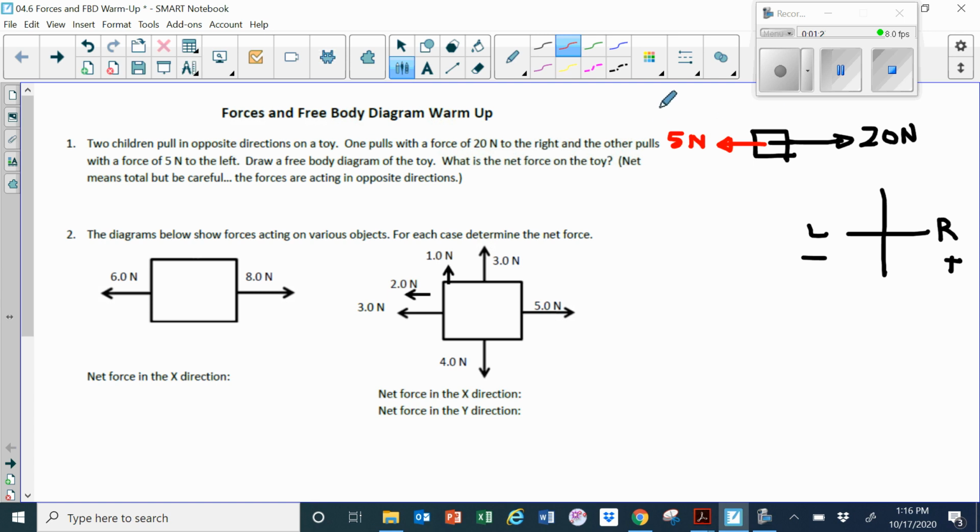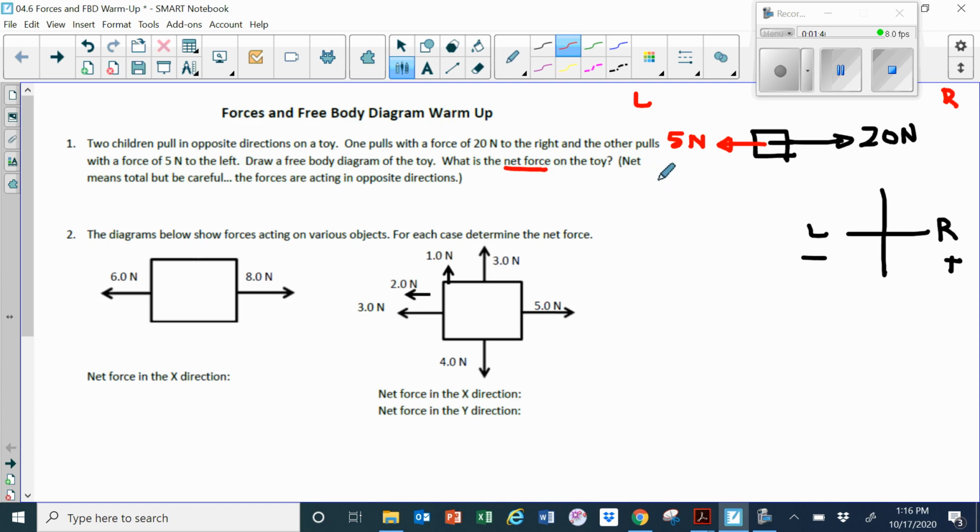Okay, so you can see I've got this to the left. This is left, and this is right. Okay, just like the compass down below. Okay, so it says draw a free body diagram of the toy. Well, I've done that, and I've labeled everything. Then it says, what is the net force on the toy?